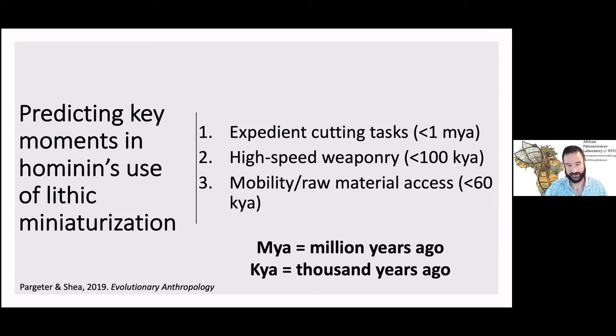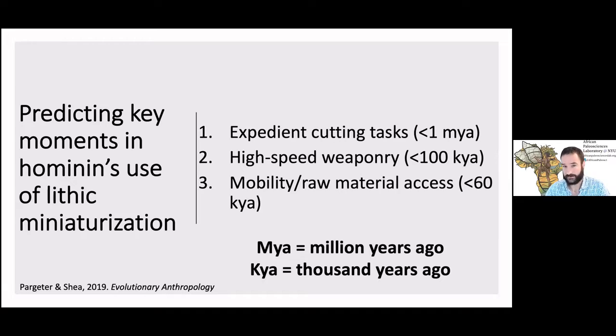Sorry, that sign should be the other way around. When our ancestors shift from being scavengers to being meat eaters, or relying primarily on meat eating. But even if they were scavengers, they could have used these tiny tools to butcher carcasses. The second is with the invention of high-speed weaponry, which we know occurred sometime after 100,000 years ago.